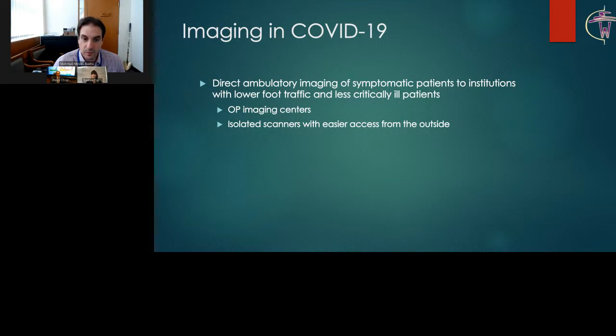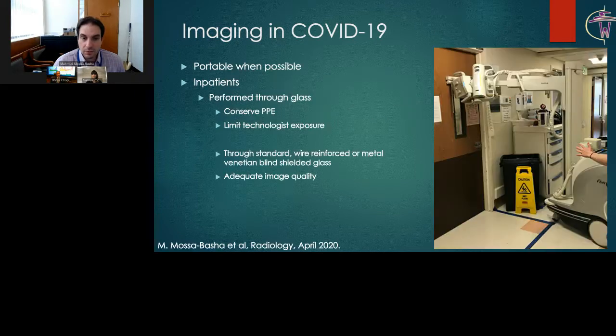So in terms of imaging in COVID-19, we work to direct ambulatory imaging of symptomatic patients to institutions with lower foot traffic and less critically ill patients. This includes outpatient imaging centers, as well as isolated scanners with easier access from the outside within our hospital systems. We perform portable imaging when possible, as we mentioned, and this applies for inpatients.